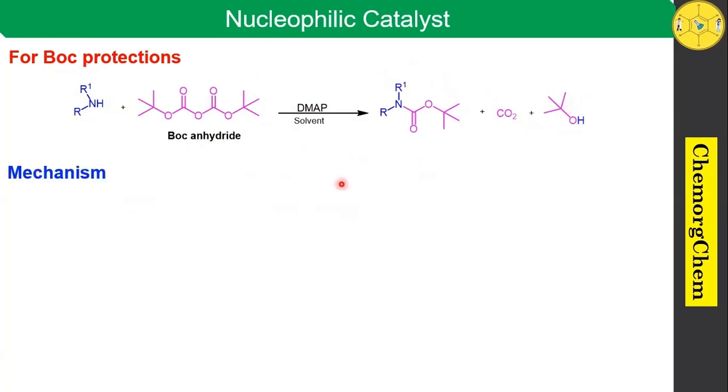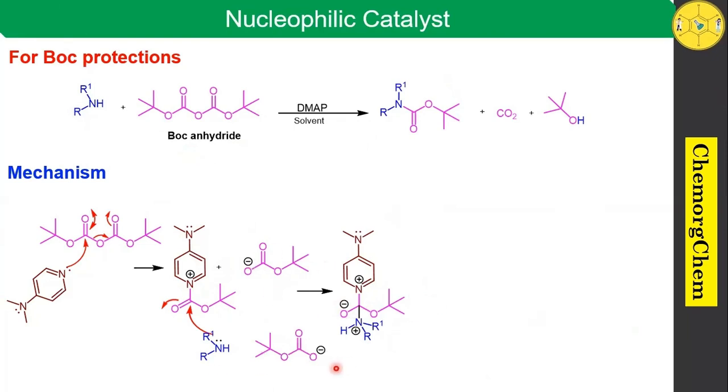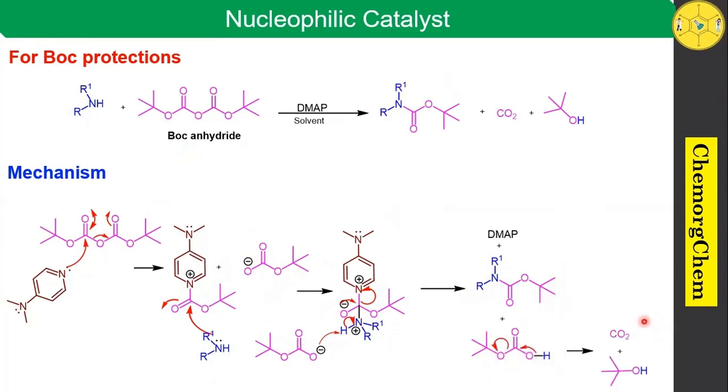So let's see the mechanism. Initially DMAP reacts with Boc anhydride to produce this active intermediate, which readily reacts with the secondary amine to produce the corresponding tetrahedral intermediate. Now you see this anion readily takes this hydrogen, followed by this negative charge moving here, then followed by the kick out of DMAP, which produces the corresponding Boc-protected amine. At the same time, this compound is not stable, so it readily decomposes to produce carbon dioxide as well as tertiary butanol as a byproduct.